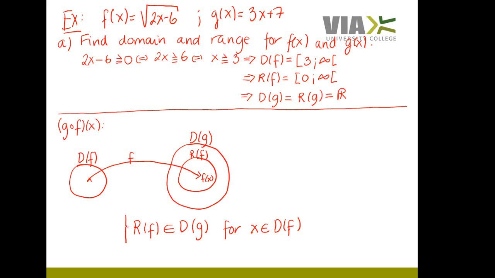That we have to consider, and that is the restriction, whether we are able to create a composite function or not. If this is not the case, if the range of f is not a member of the domain for g for all the x's in the domain for f, then we're not able to create a composite function. But if that's the case, then we can take it a step further.